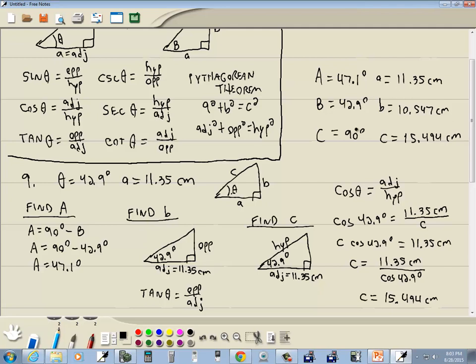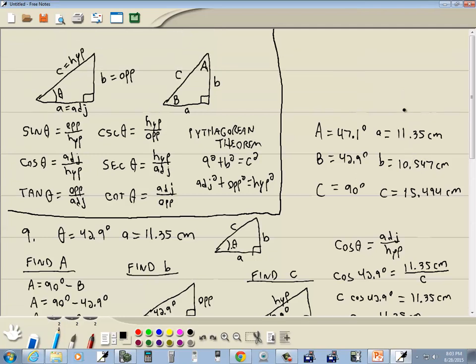Magoo. Now our largest angle is 90 degrees, and it should have the largest side, which it does. Our smallest angle is 42.9, and it should have the smallest side, which it does. So it seems like a reasonable answer. Okay, so let me clear that out, and we'll take a look at problem number 10.